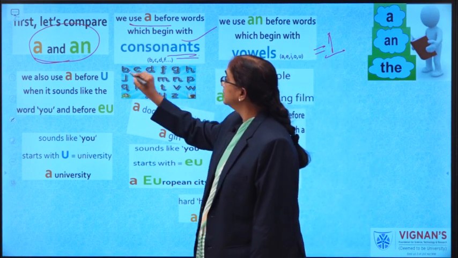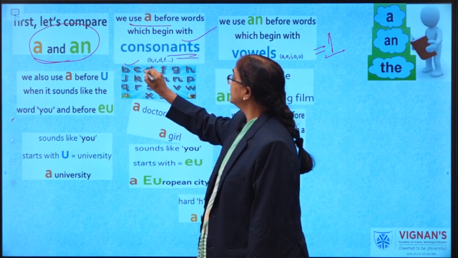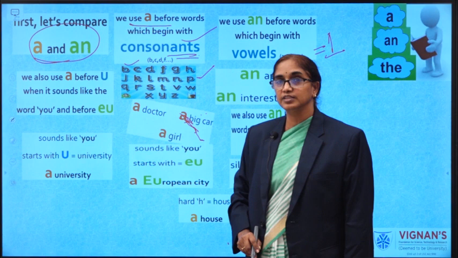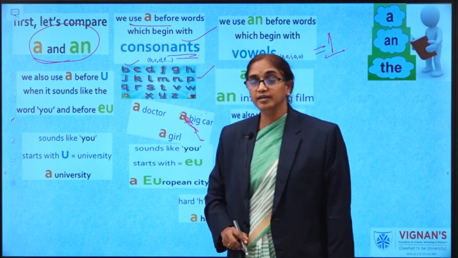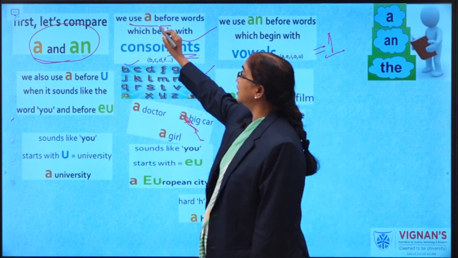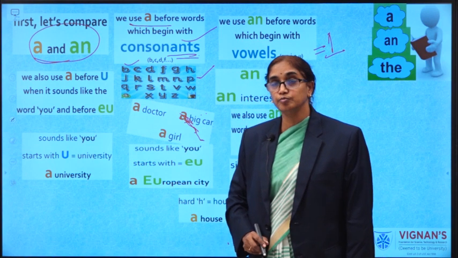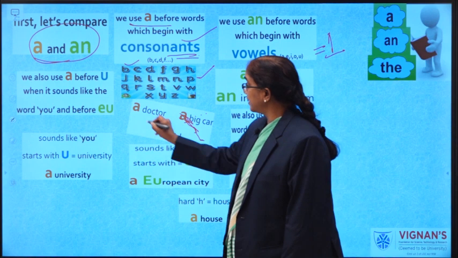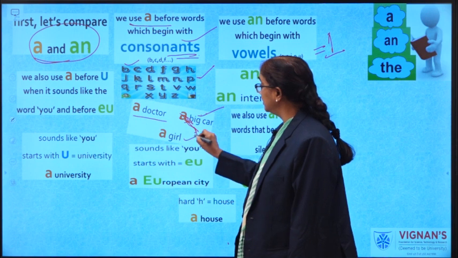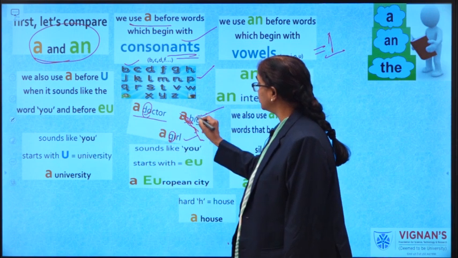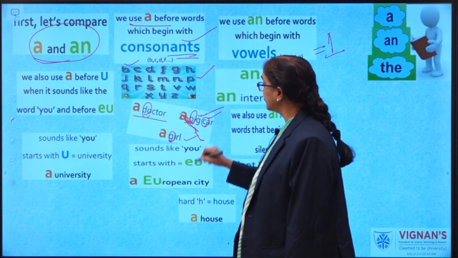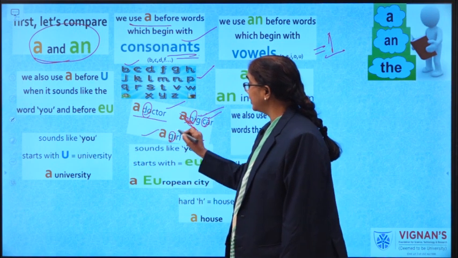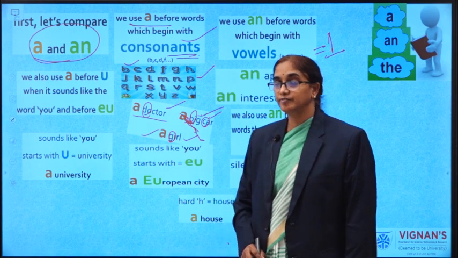What are the consonant sounds known to you? The consonant sounds are b, c, d, f, g, h, and so on. You know that in English there are only 5 vowel sounds and all the remaining are consonant sounds. So one cardinal rule or ground rule that you need to remember when you are using the indefinite article a is that it has to be used in association with those nouns which take a consonant sound. So for example, a doctor, a big car, a girl. Here all these are consonant sounds. I got into a car. I called a doctor because my father was ill. This is a girl who is waiting at the bus stand. So all these are nouns which start with a consonant sound.